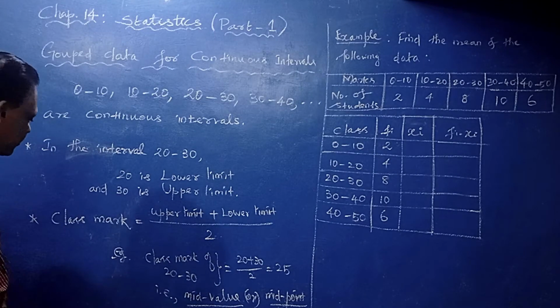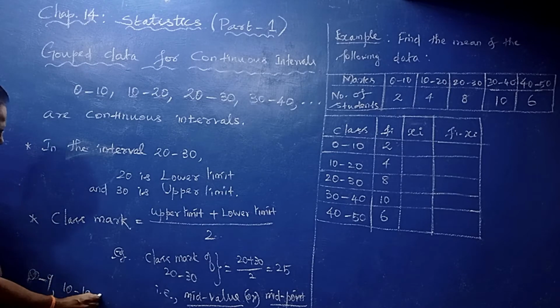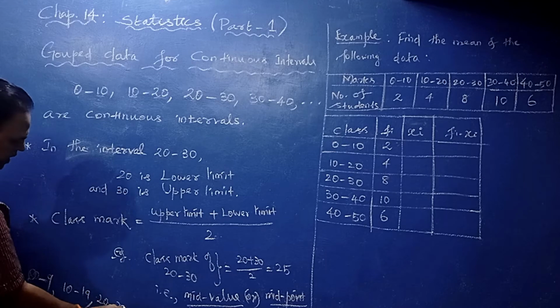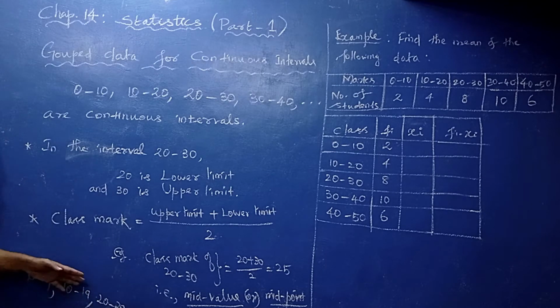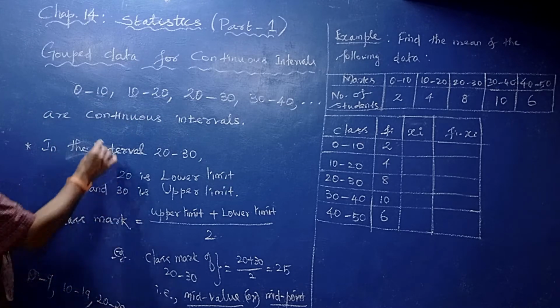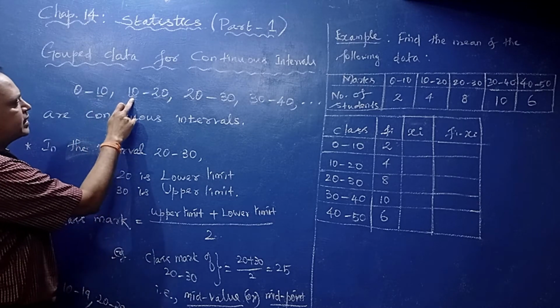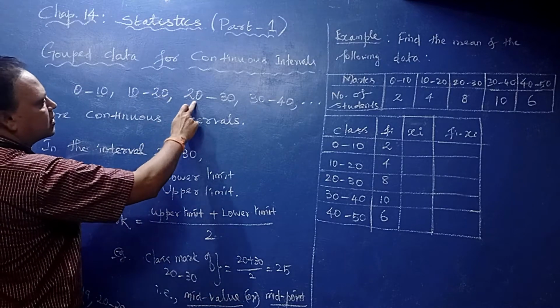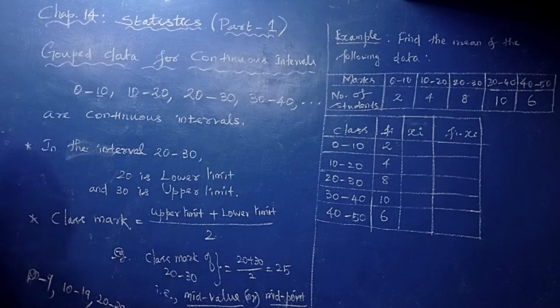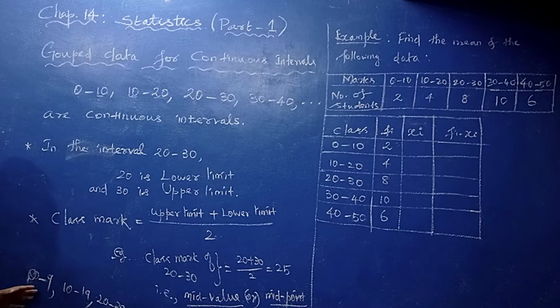Suppose some intervals are 0 to 9, then 10 to 19, then 20 to 29. These are not continuous intervals. You have to make them continuous. Clear? So here a continuous interval is given. Continuous interval means where one interval ends at 10, the next starts at the same number. Here you see 0 to 9 but the next starts at 10, then 19, then 20, 29. They are not continuous, but you can make a continuous interval.